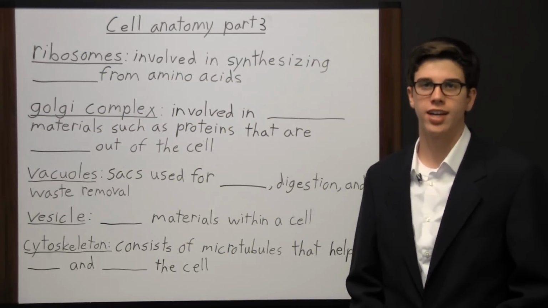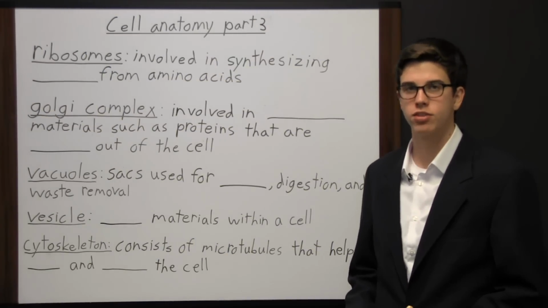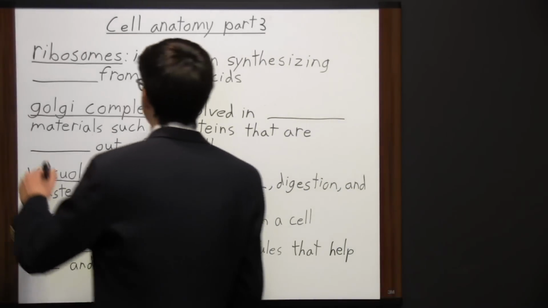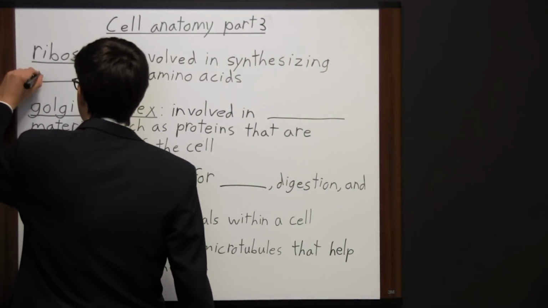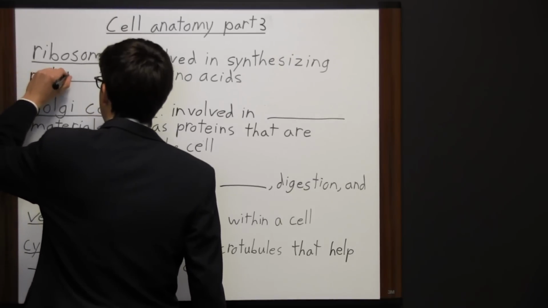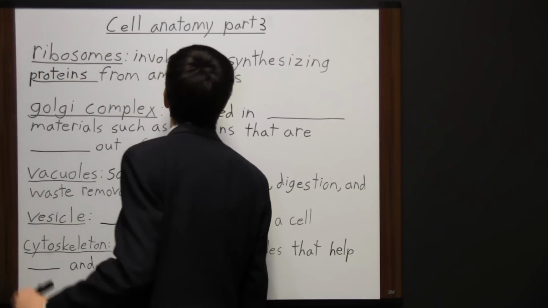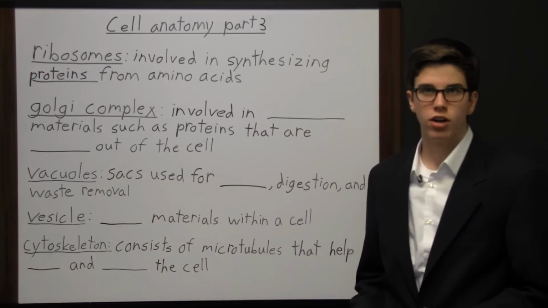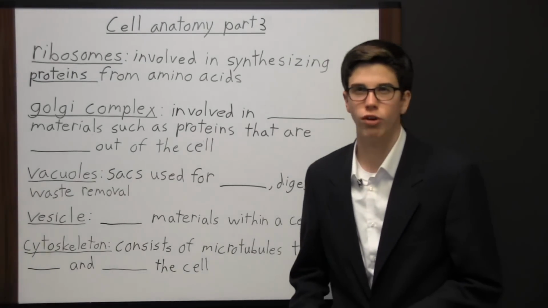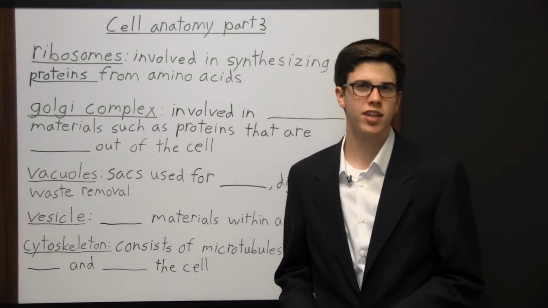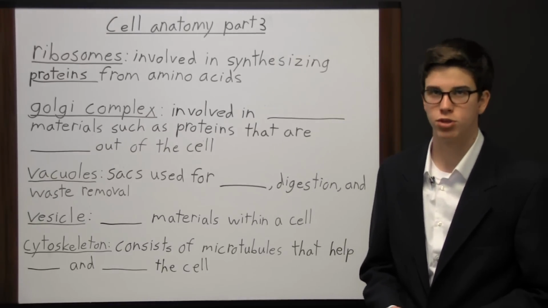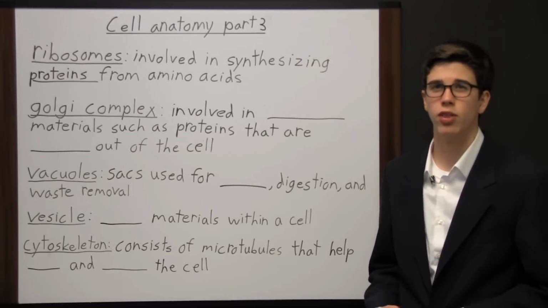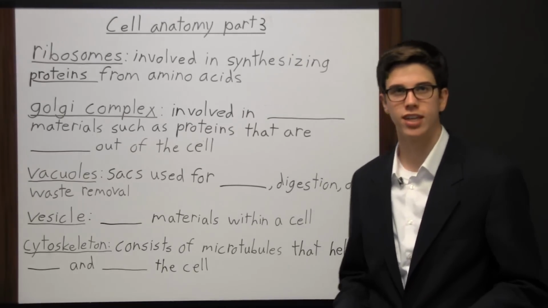We're going to take a look at some parts of cell anatomy, starting with ribosomes, which are involved in synthesizing proteins from amino acids. Now, ribosomes are numerous, making up about 1/4 of the cell. Some cells even contain thousands of ribosomes. Some of these ribosomes are mobile, and some are embedded in the rough endoplasmic reticulum.